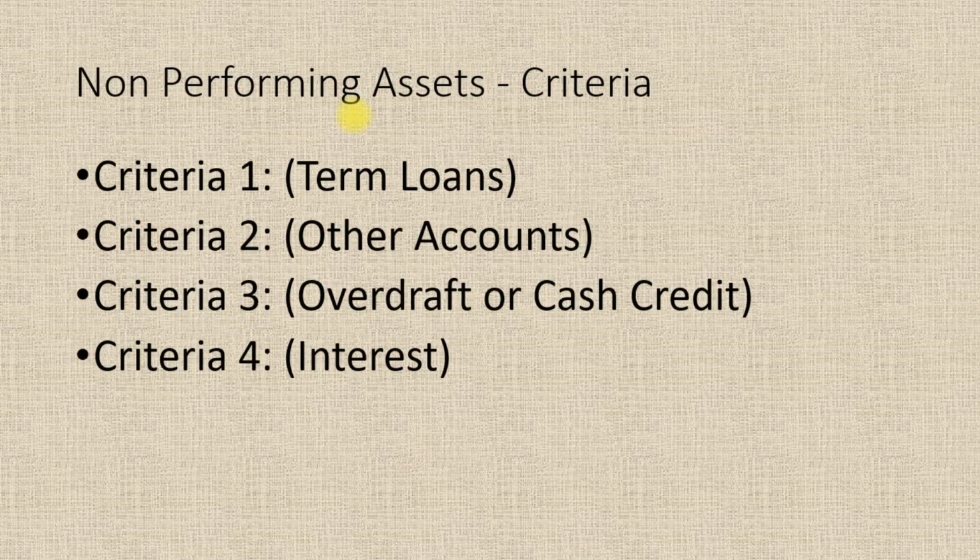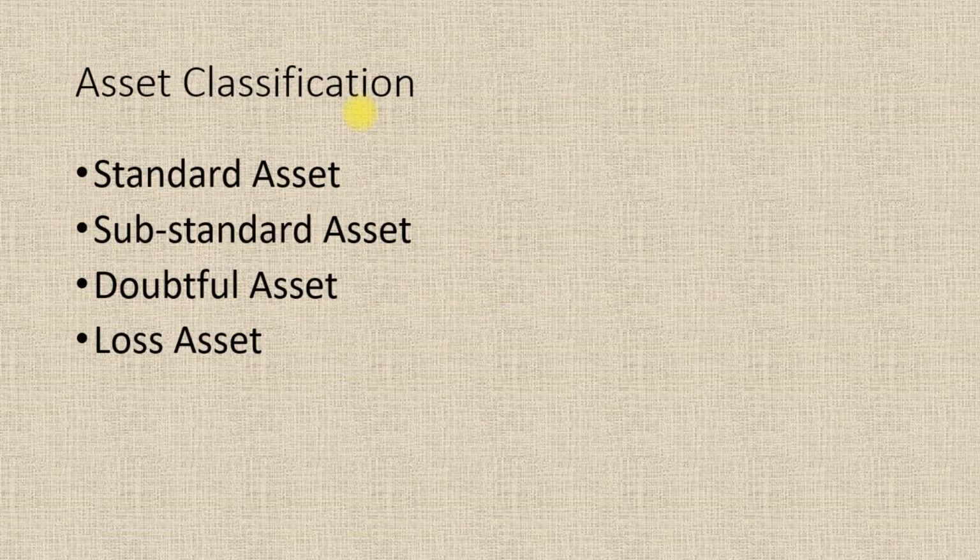Now there is another criteria, criteria 5, which is agricultural accounts. If, for 2 crop seasons, a loan granted for a short duration crop remains unpaid, it will also be treated as a non-performing asset. Next, we'll see what the asset classifications are.